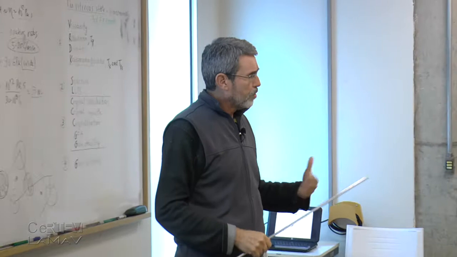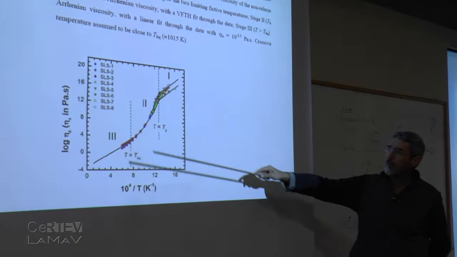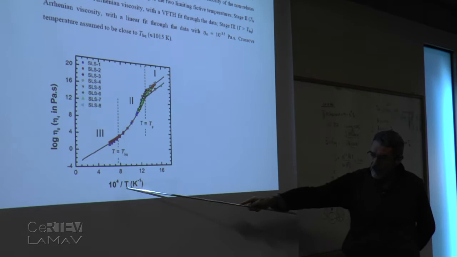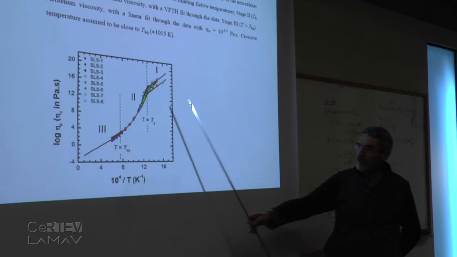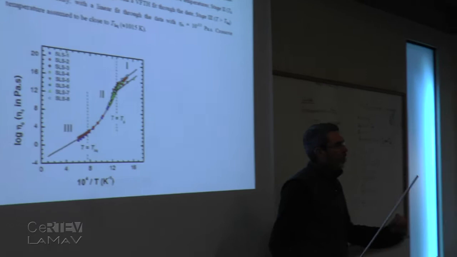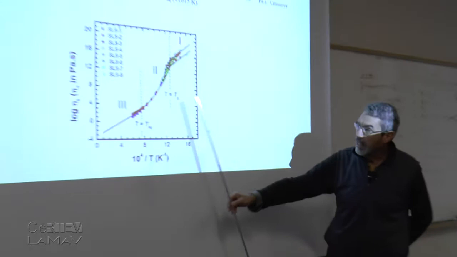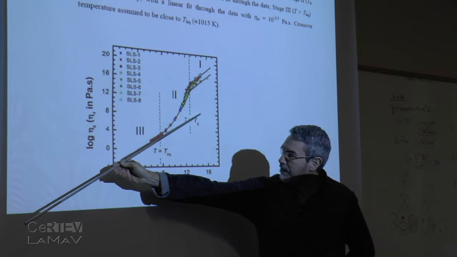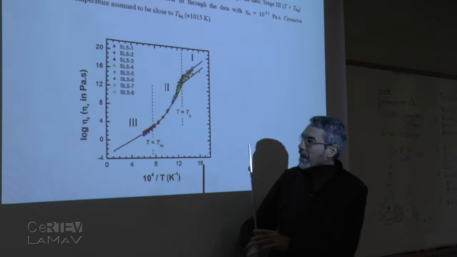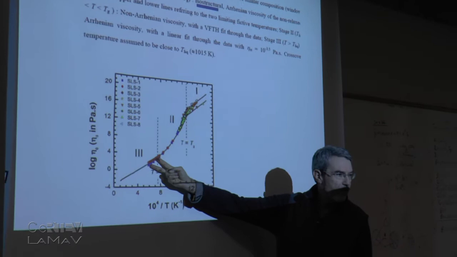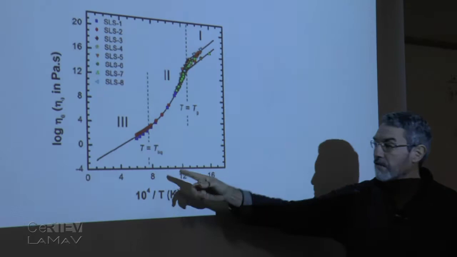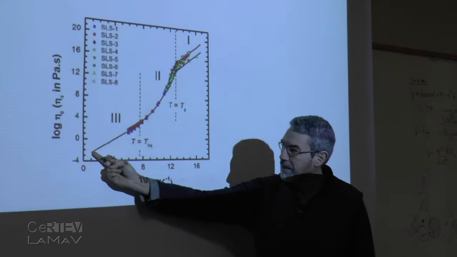So these people here took 8 types of soda-lime silica and divided in this inverse temperature scale 3 regimes. 1 regime above the liquidus. You know, the liquidus for a non-stoichiometric material is the temperature where no crystals survive. There's no crystallization above the liquidus. Above the liquidus, the liquid is the thermodynamically stable state of matter. So they found an Arrhenian behavior here, but I'll tell you that I'm not so convinced about this Arrhenian behavior because the actual data were in a very short range of temperature. So you can always fit a straight line. Arrhenian is a straight line. In log versus 1 over T, a straight line is Arrhenian. But okay, maybe Arrhenian here, maybe, I'm not so sure.